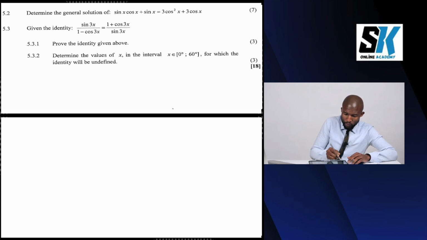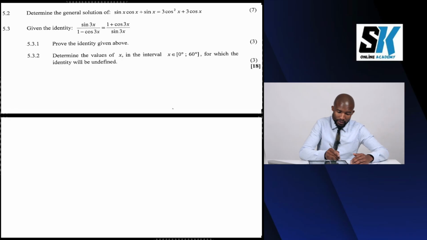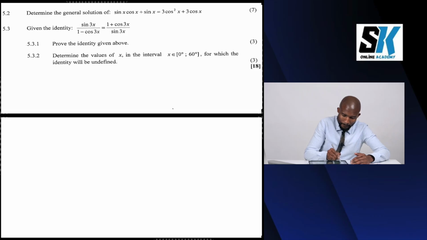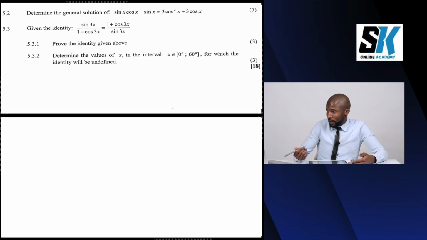So we move on to 5.3. So 5.3 is worth 3 marks. So it's 5.3.1. That is worth 3 marks. So it's given the identity. So once they give you an identity, they want you to prove the identity. So the first one, it says prove the identity for 3 marks.